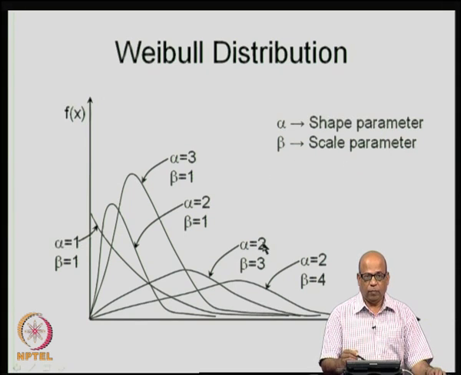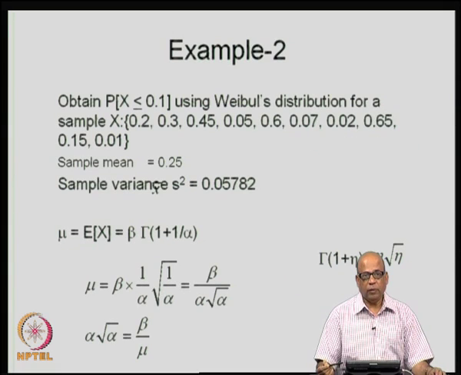For example, for alpha is equal to 2, beta is equal to 1 gives you this scale, and beta is equal to 3 gives you this scale. So, alpha is therefore called the shape parameter and beta is called the scale parameter. Let us consider an example.